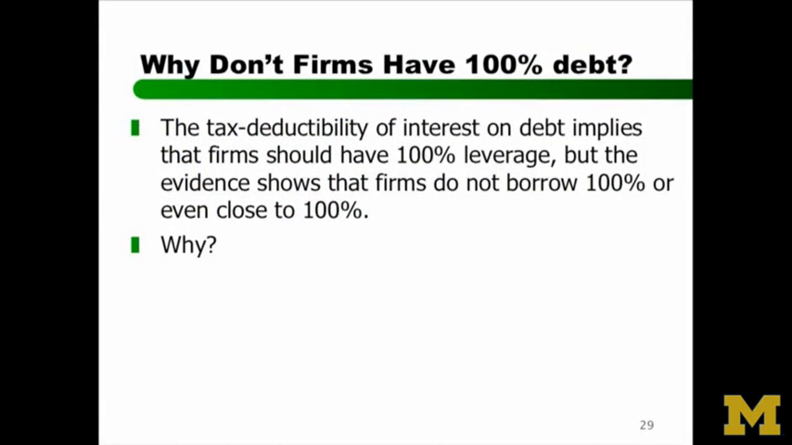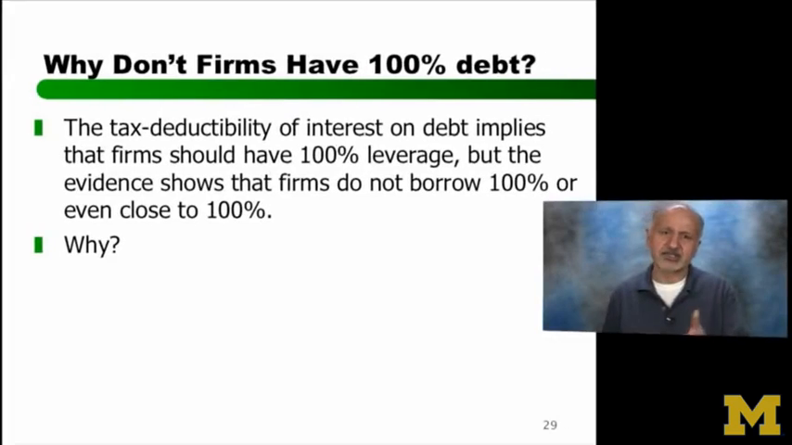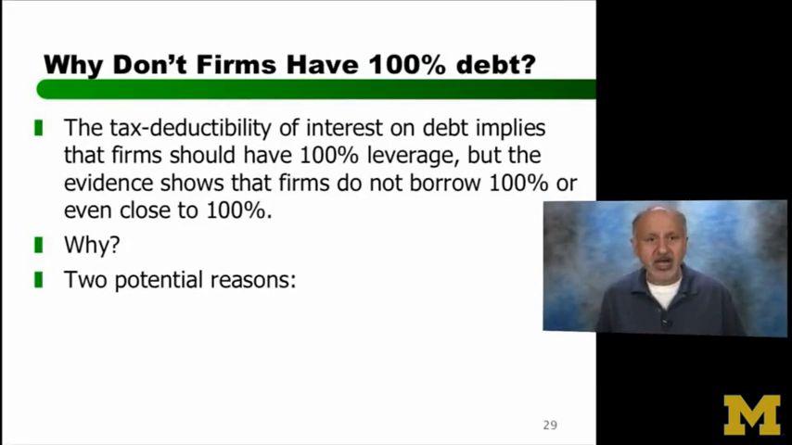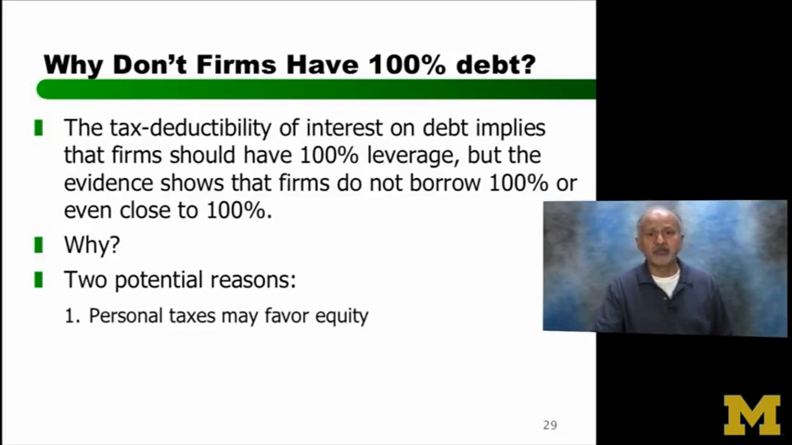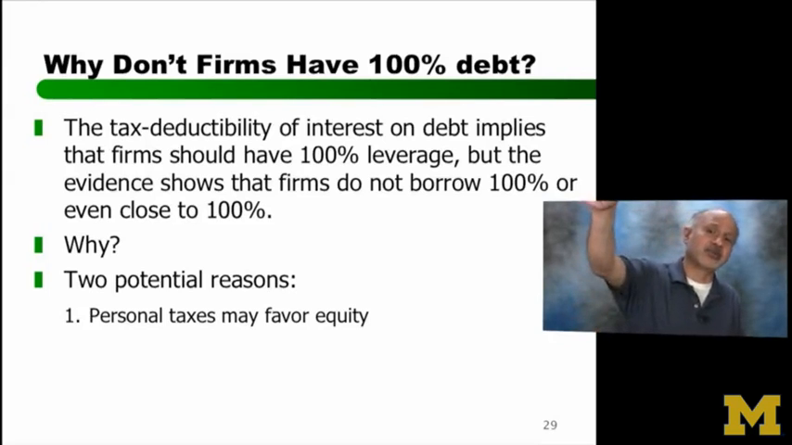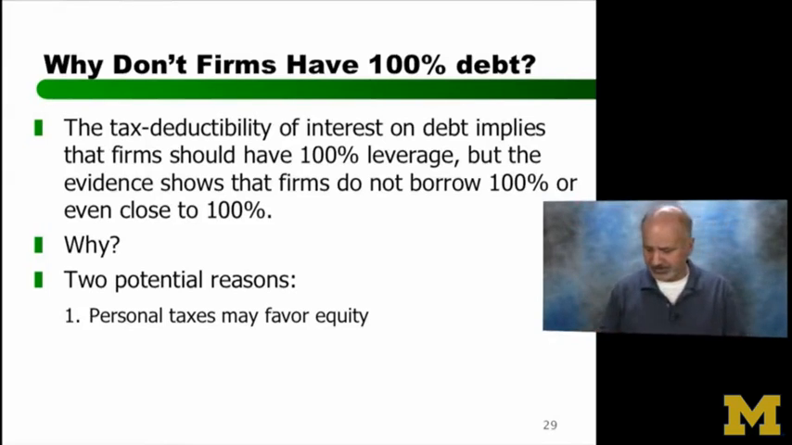However, firms do not borrow even close to 100%. As I said earlier, maybe some industries have 50-60% leverage as a total value of the company. Many firms don't borrow at all, and so on. So why is it that firms don't have a lot of debt, given debt gets this favorite child treatment? Personal taxes actually may favor equity. So taxes, when you think about it, you shouldn't just think about just the firm, but at the personal level.